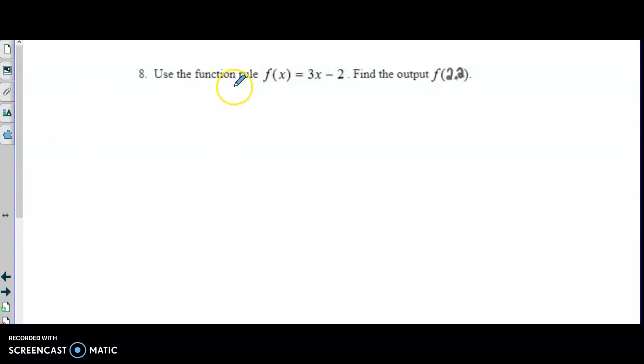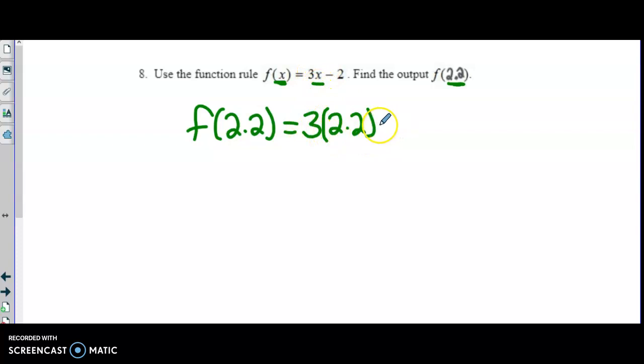All right, use the function rule f of x equals 3x minus 2 to find the output of f of 2.2. So notice wherever we originally had f of x and now we have 2.2, that means wherever we see the letter x, we want to plug in 2.2. So I'm going to rewrite it. F of 2.2 equals, remember I just plugged it in for x there, and then I'm also going to plug it in for x here. And remember when we plug things in, we put them in parentheses.